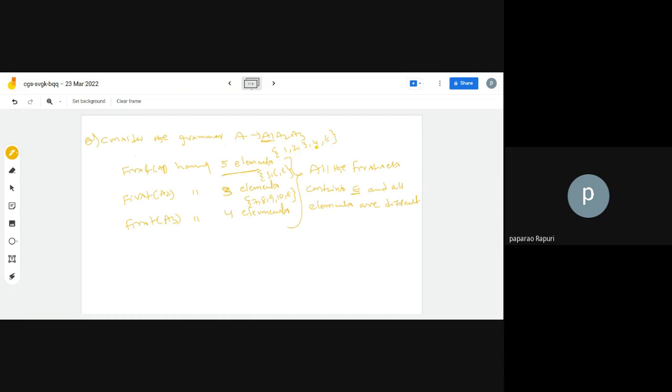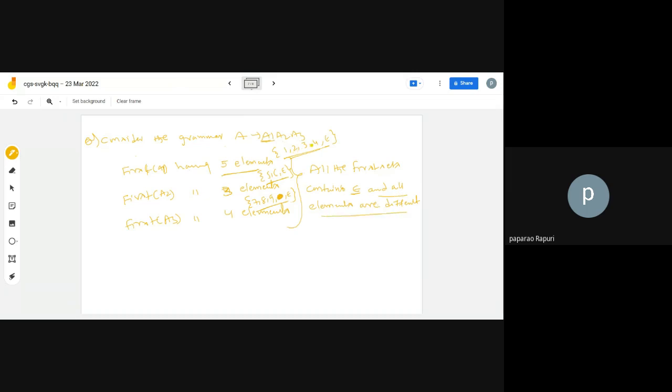1, 2, 3, 4, 5, 6, 7, 8, 9, 10, epsilon. Sorry, sir, only 4 elements. 7, 8, 9, epsilon. So like this. This set contains 5 elements. This set contains 3 elements. This set contains 4 elements. And in this set we are having epsilon. In this set we are having epsilon. And in this set we are having epsilon. But all the elements are different.